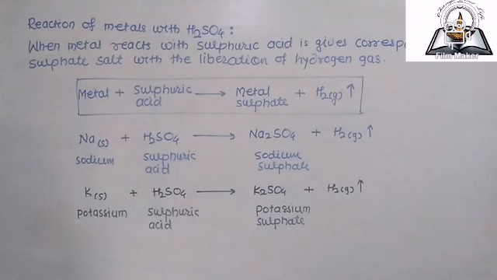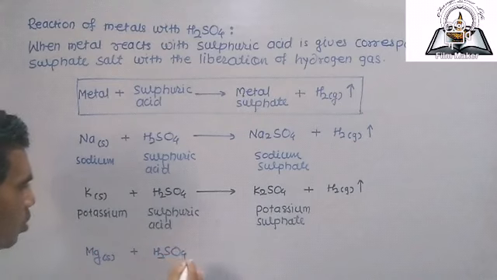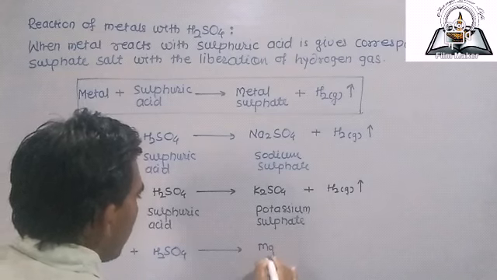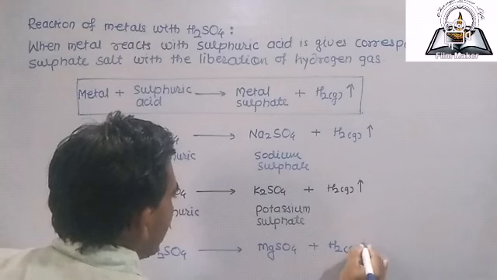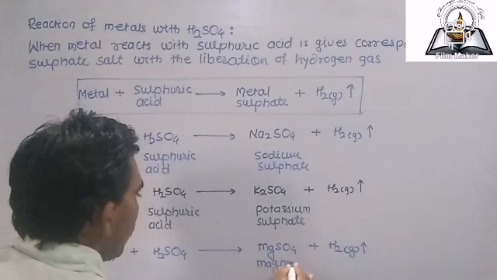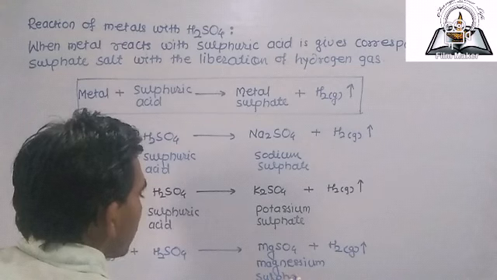Another one is magnesium. When magnesium, in solid state, reacts with sulfuric acid, H2SO4, it gets converted to magnesium sulfate, MgSO4, plus hydrogen gas is liberated. So here magnesium sulfate is obtained, along with the hydrogen gas being liberated.